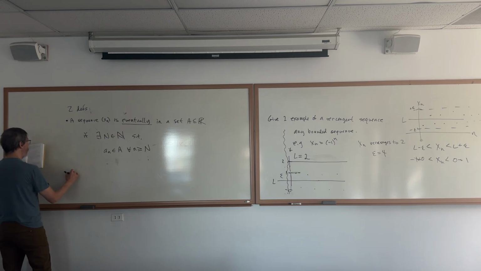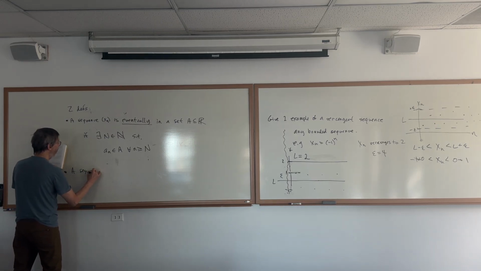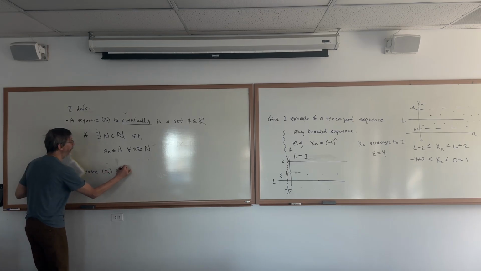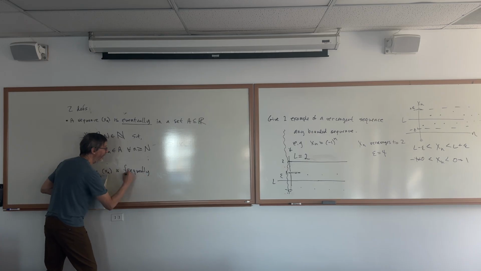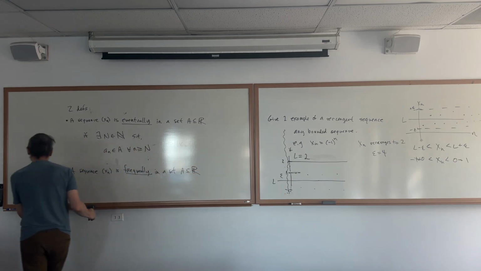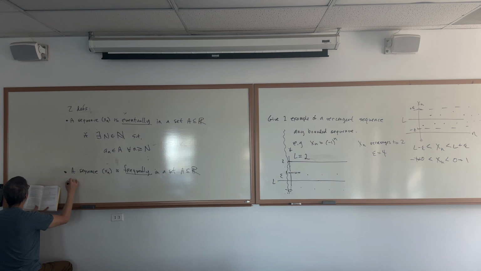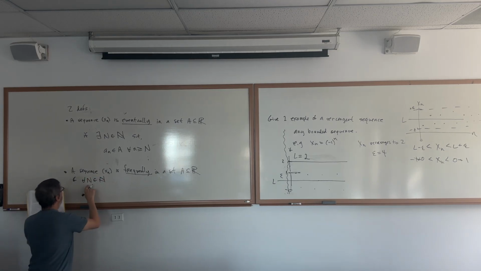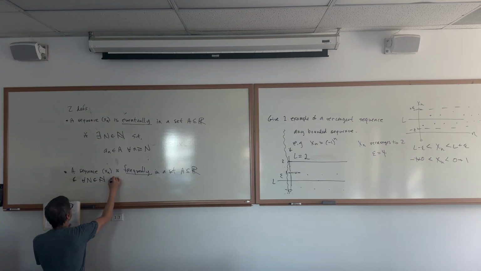And then the next one is a sequence x sub n is frequently in a set A, subset of the reals, if for all big N in the natural numbers, so for every single one of these big N, there exists a little n bigger than or equal to that capital N, such that x sub n is in the set A.